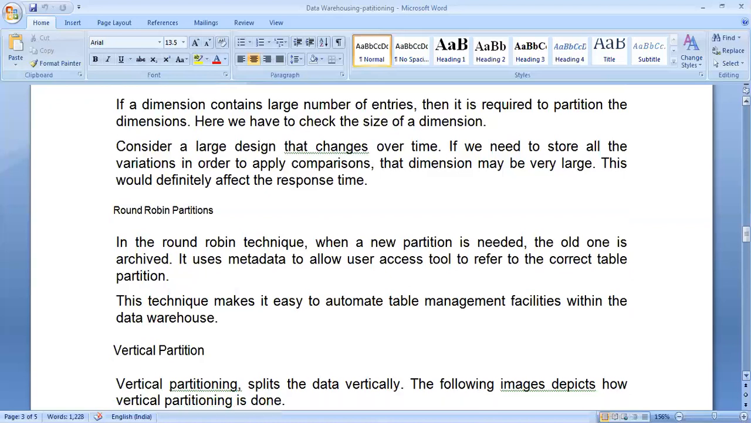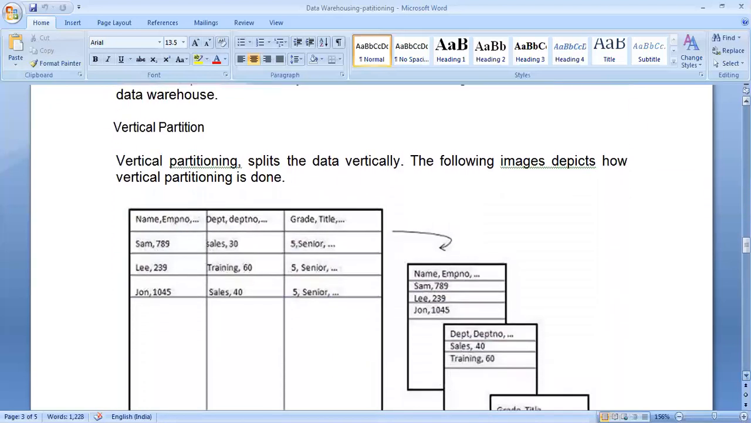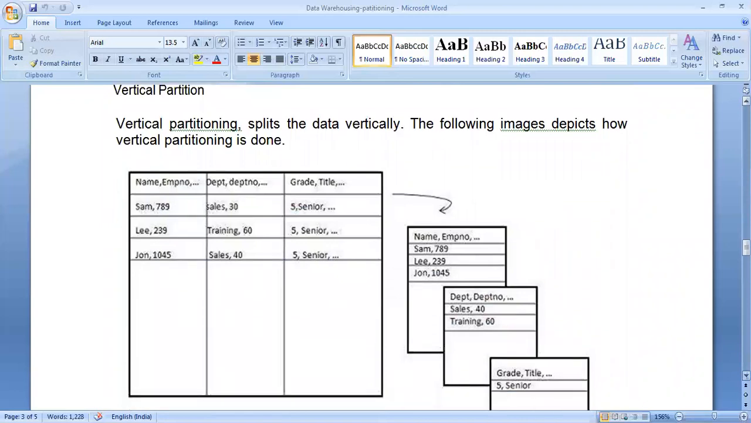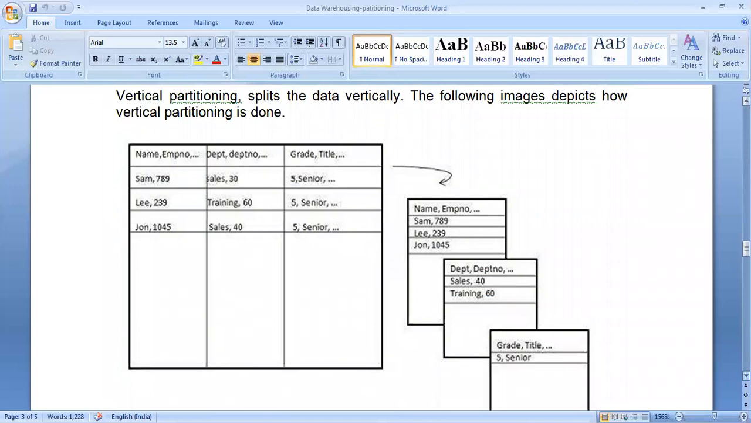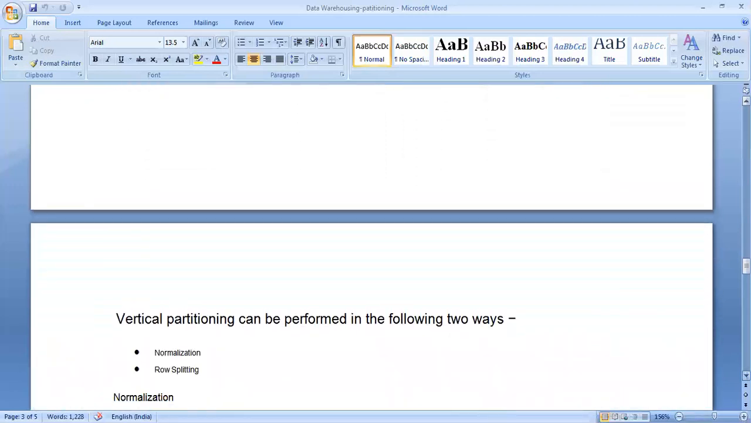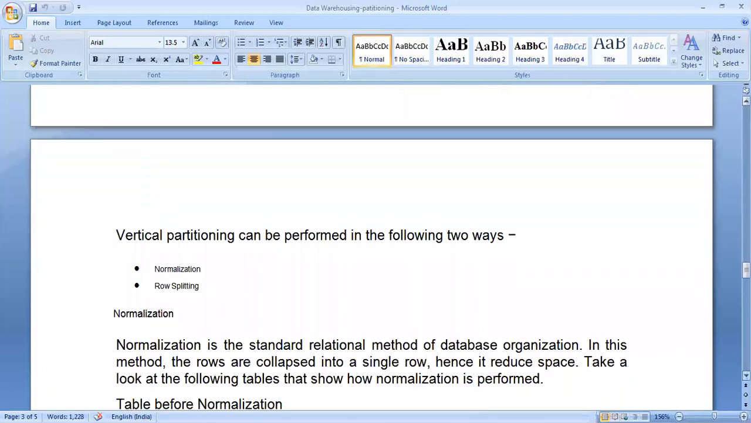Next comes vertical partitioning. In vertical partitioning, we split the data vertically. For example, in the given diagram, there are 3 columns divided into 3 different parts: the employee name comes as the first entry, the department number as the second entry, and the grade and title as the third entry. There are basically 2 techniques used for vertical partitioning: normalization and row splitting.